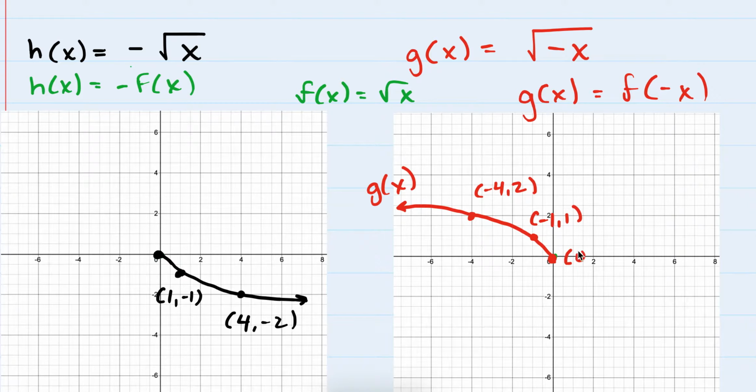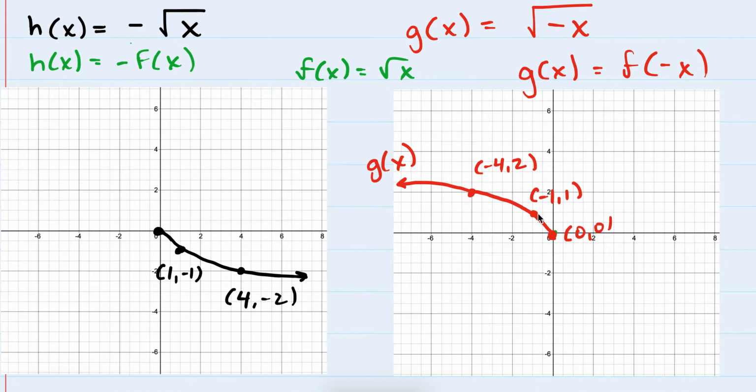Let's double check some of these points. Plug in 0. Well, negative 0 is 0, square root is 0. Plug in negative 1. Negative of negative 1 is 1, square root of that is 1. Plug in negative 4. You'll get a positive 4, and the square root of that is 2, right? Square root of 4 is 2. Okay, so we do have indeed the right graph.